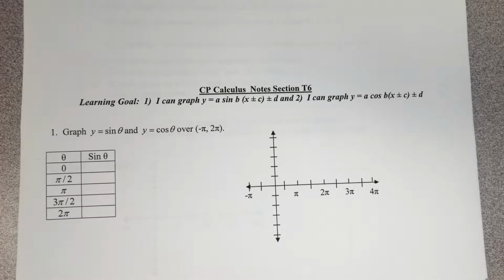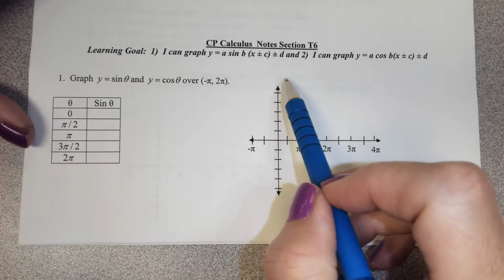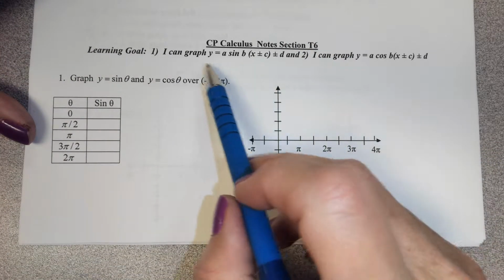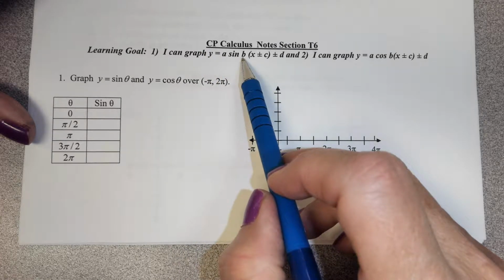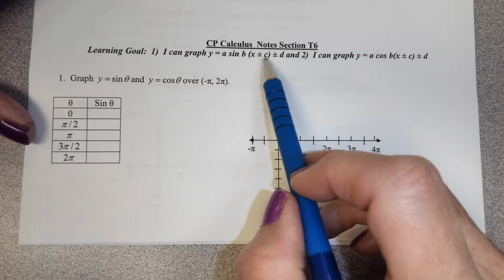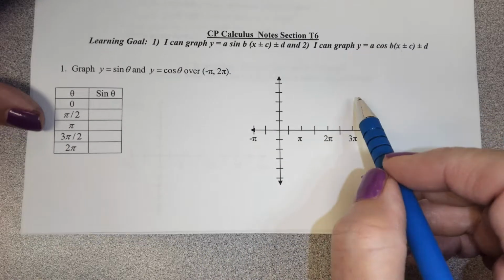We're looking at section T6 today. This is going to be over how to graph sine and cosine functions. And we're going to be looking at a lot of shifts. So we're going to be looking at vertical stretches, horizontal shrinks and stretches, shifts left and right, and up and down. So all those things together.